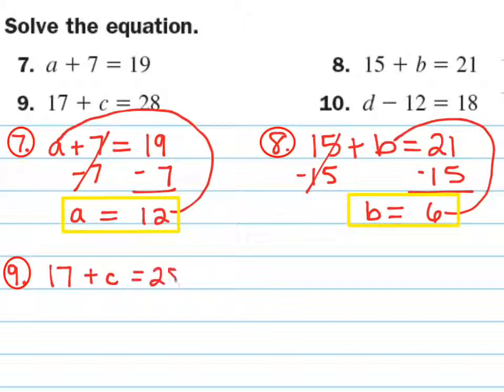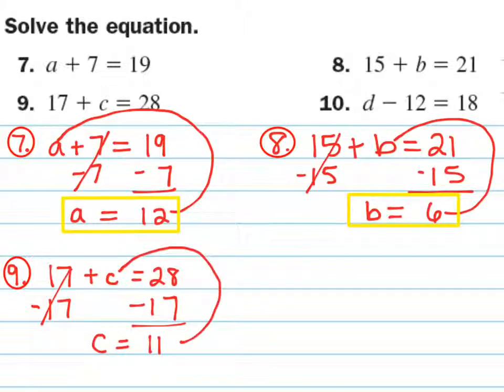Now, number 9, the equation is 17 plus c equals 28. And so we want to isolate c by itself, the variable c right here. And so in order for us to do that, we're going to do the opposite of positive 17, which is negative 17, or subtracting 17. And when we do that, that gives us c equals 11. We put it back into the equation, and we get 17 plus 11 is 28.